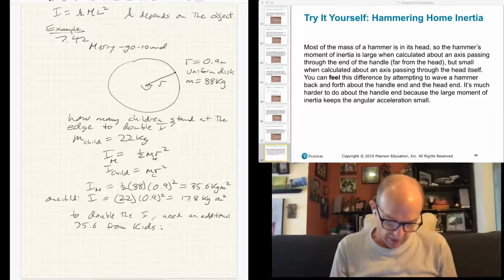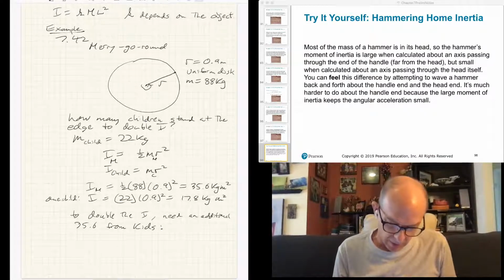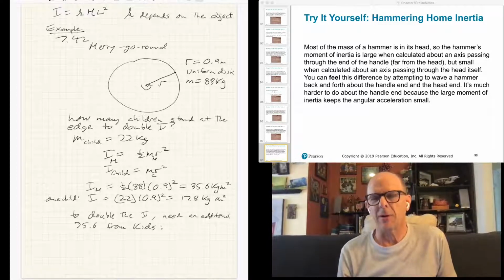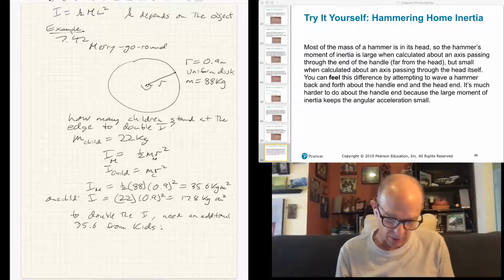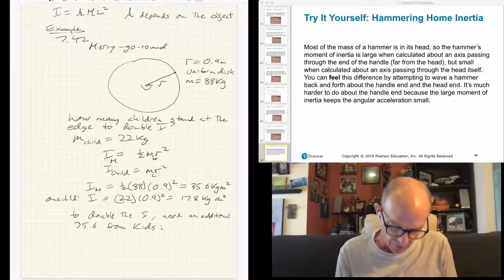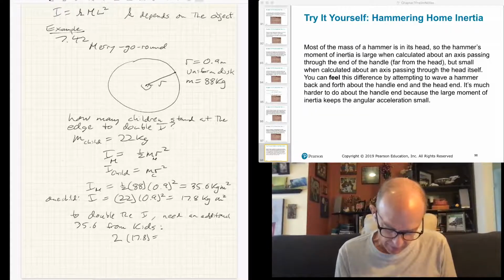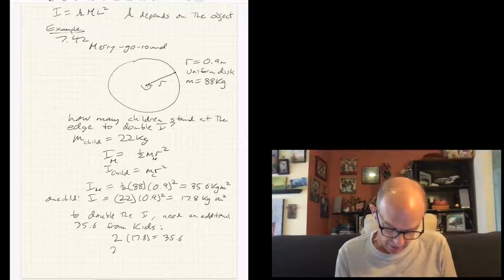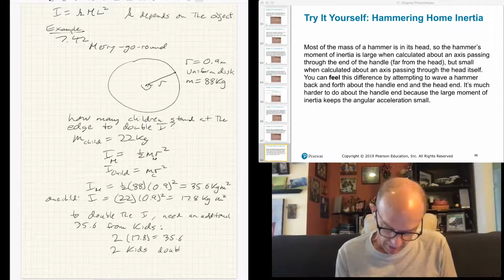So I need an additional 35.6 kilogram meters squared from the kids. Well, 17.8 plus 17.8 magically turns out to be 35.6. What a coincidence that they wrote the problem that way. So 2 times 17.8 is 34 plus 1.6, so it's 35.6. So 2 kids doubles the moment of inertia of the system.